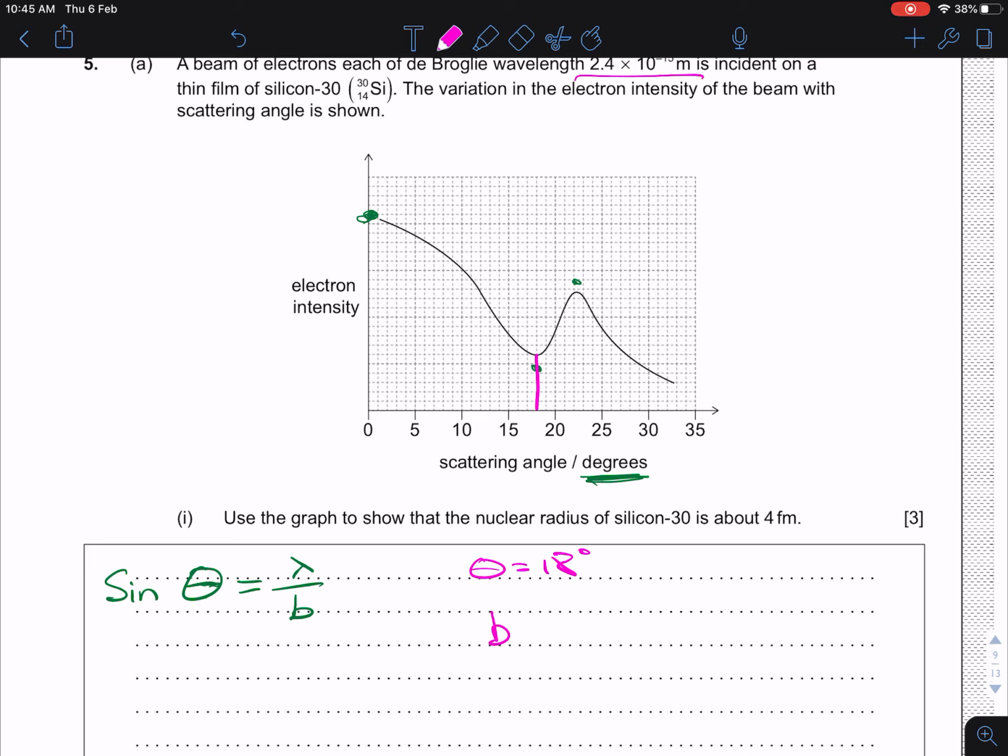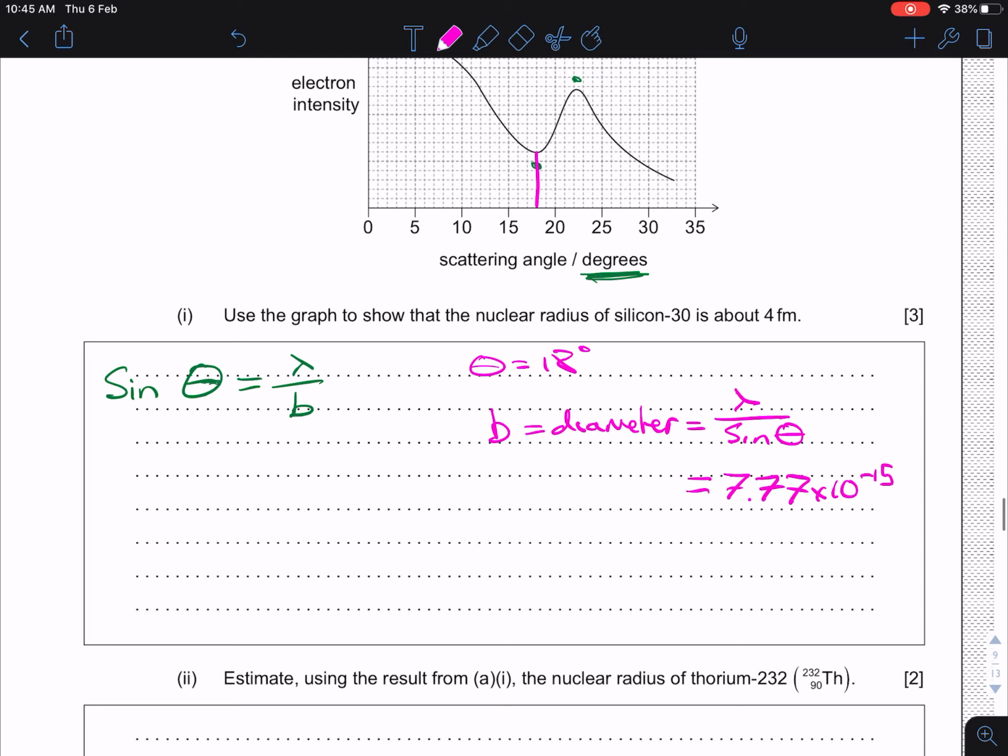So B, which is the diameter of the nucleus, equals lambda over sine theta, which gives you a diameter of 7.77 times 10 to the minus 15. Which gives you a radius, because radius is half that, a radius of 3.9 times 10 to the minus 15, which is around 4 femtometers.